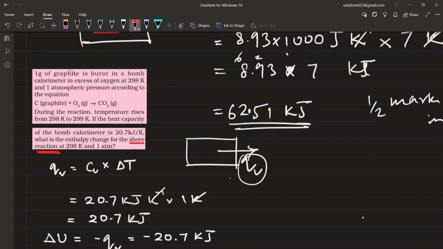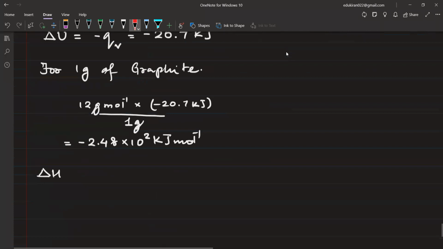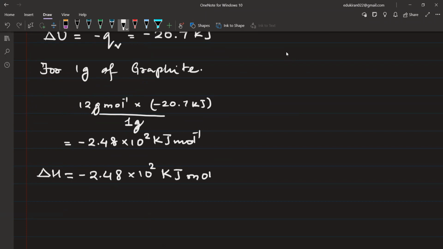So when it is asking about the reaction, we have to calculate for 1 mole of carbon atom, and that is why for 1 gram of graphite अगर हम बात करें, इसको मोल्स में अगर कन्वर्ट करना है, then I will multiply it by the molar mass of the carbon atom, that is 12 grams per mole. So grams and grams will cancel out each other, and we will get the delta H, that is equal to minus 2.48 into 10 to the power 2 kilojoule per mole. This will be enthalpy of the reaction.